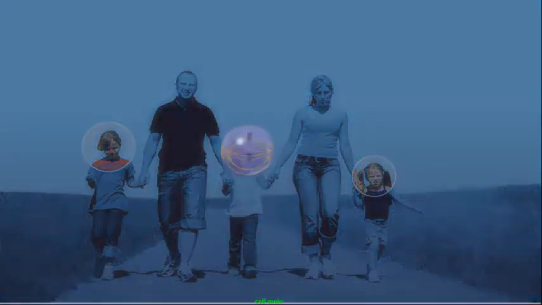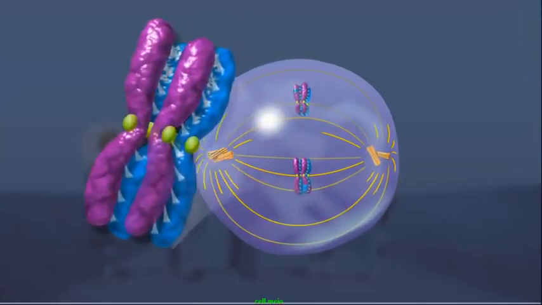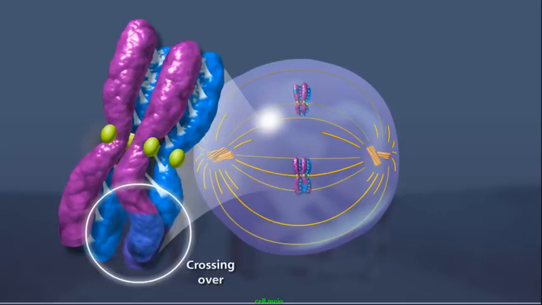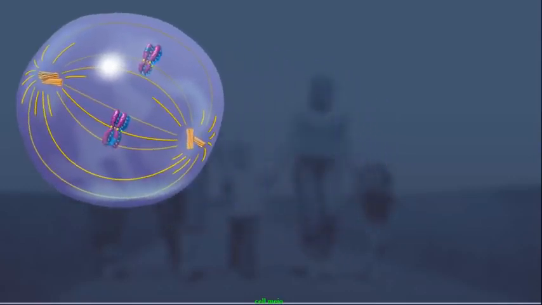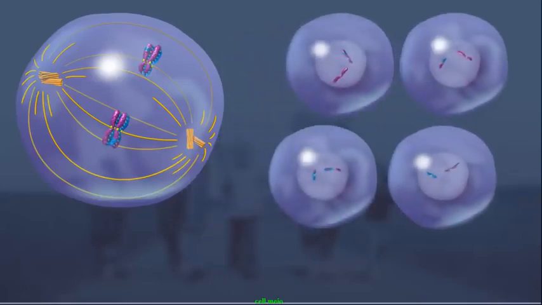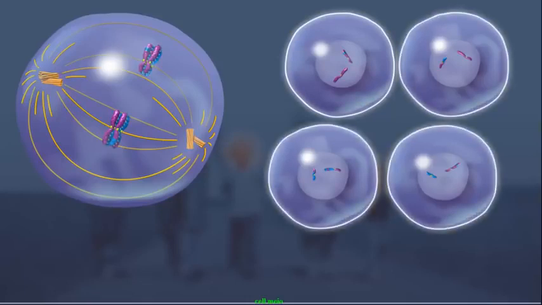The diversity comes from several sources. In prophase 1, non-sister chromatids can exchange DNA through crossing over, increasing the genetic diversity of individual chromatids. In addition to crossing over, in metaphase 1, the pairs of homologous chromosomes align independently along the metaphase plate and sort independently into the daughter cells. This process, called independent assortment, produces 4 genetically distinct haploid gametes.